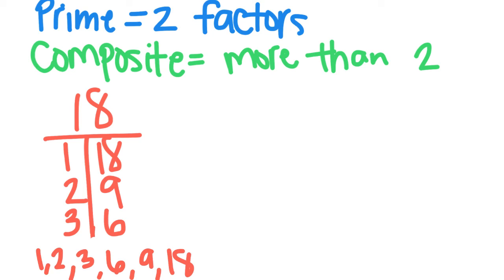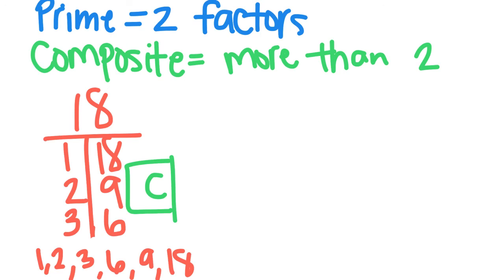What kind of number is 18? Does it have 2 factors or more than 2? Well, more than 2, definitely. So 18 is composite. I'm going to write a C for composite.